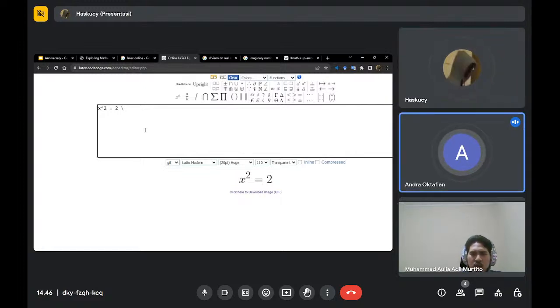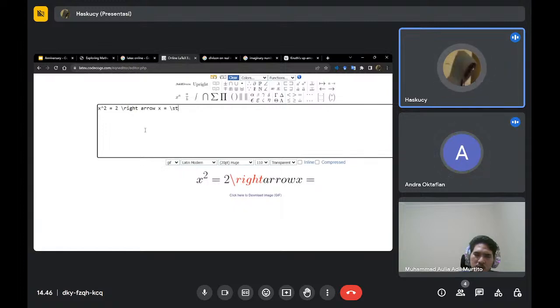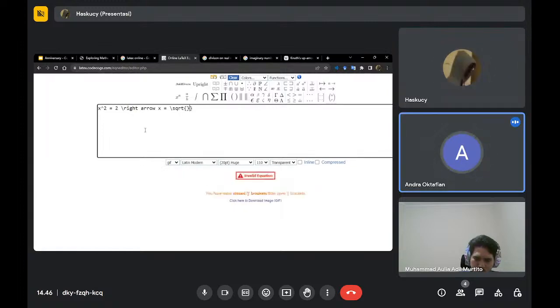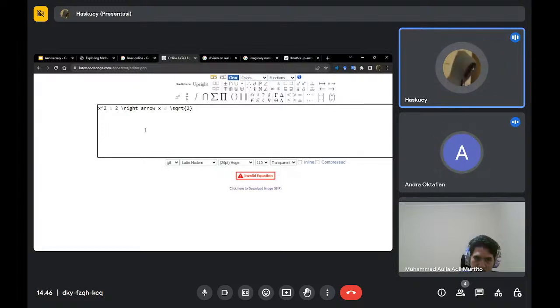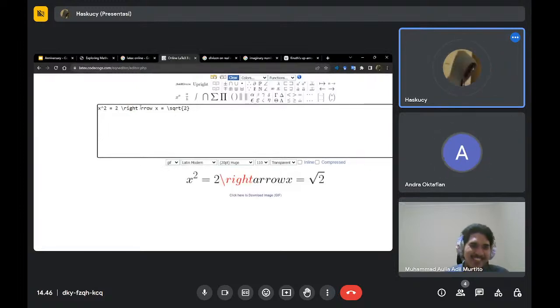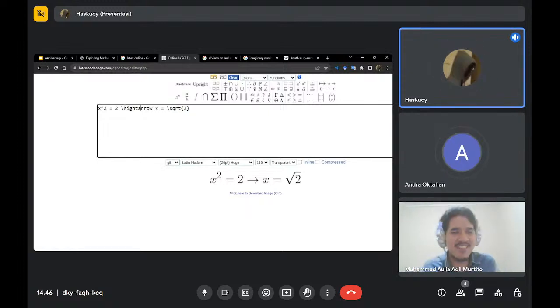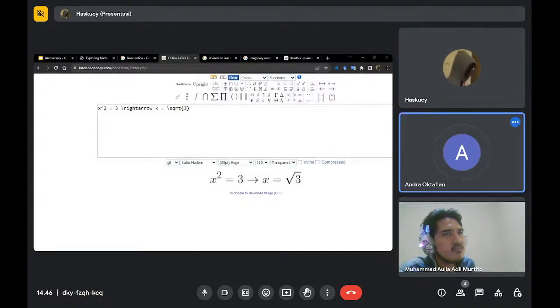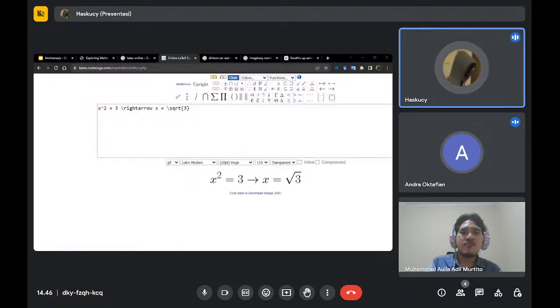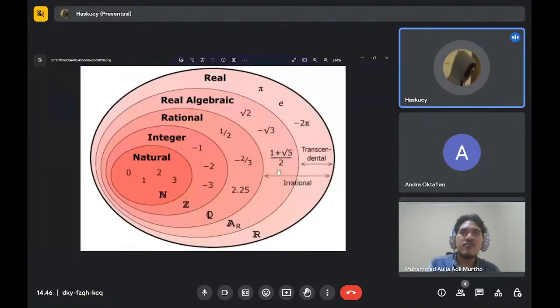Oh yeah. Right arrow, x equals square root of 2, right? That's what happens. Yeah, something like this, right? This is also true for 3 and 4 and so on, basically. So root 2, root 3, 1 plus root 5 divided by 2, you can see how I can create an equation for this, right?